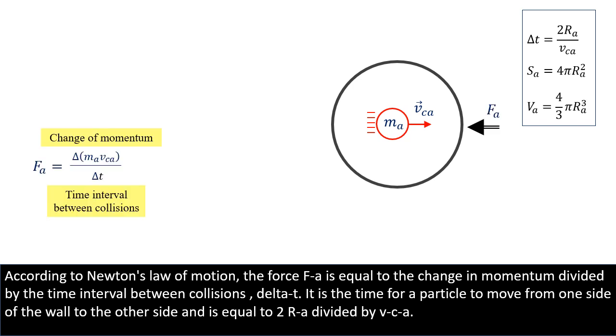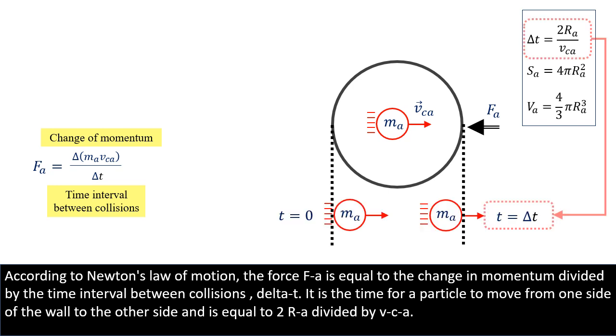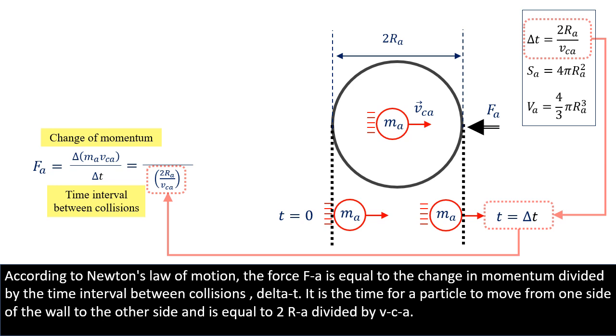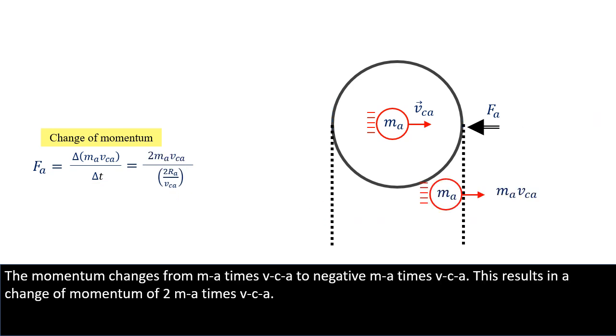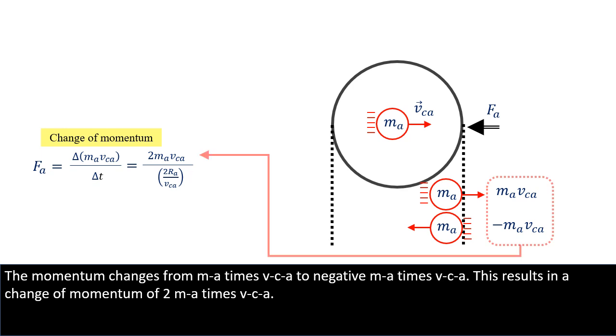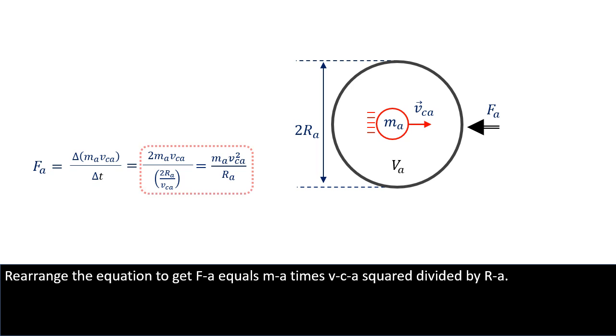divided by the time interval, delta t, between collisions. It is the time for a particle to travel from one side of the wall to the other side of the wall and is equal to 2 Ra divided by Vca. The momentum changes from ma times Vca to negative ma times Vca. This results in a change of momentum of 2 ma times Vca. Rearrange the equation to get Fa equals ma times Vca² divided by Ra.